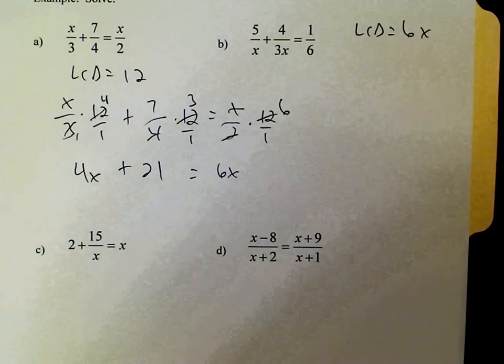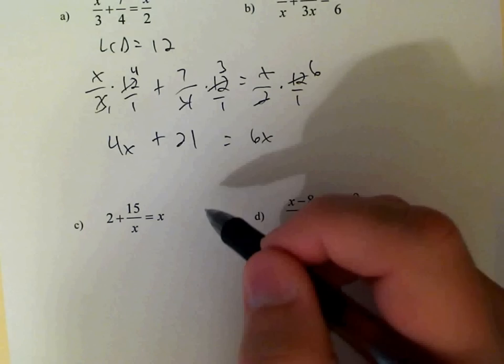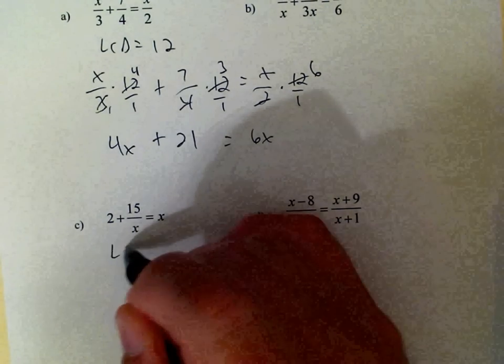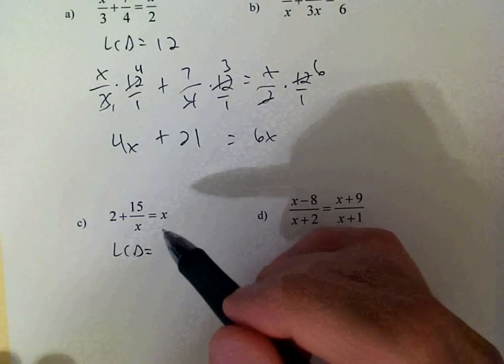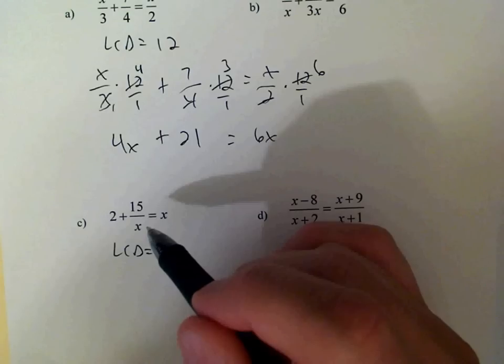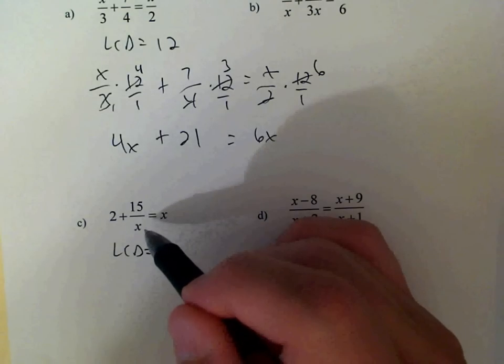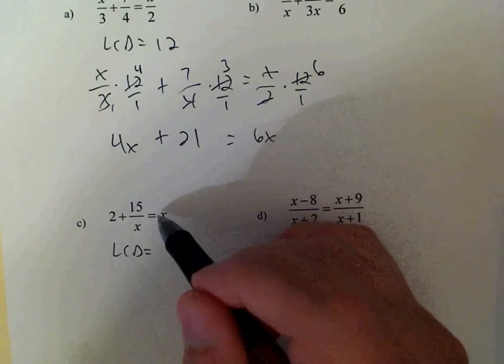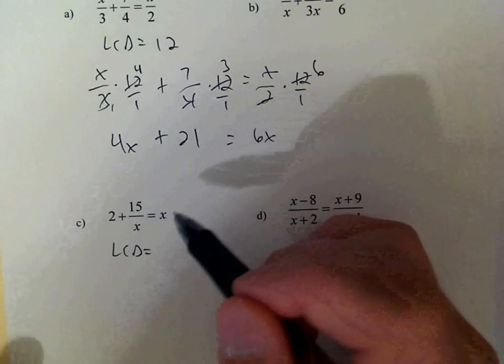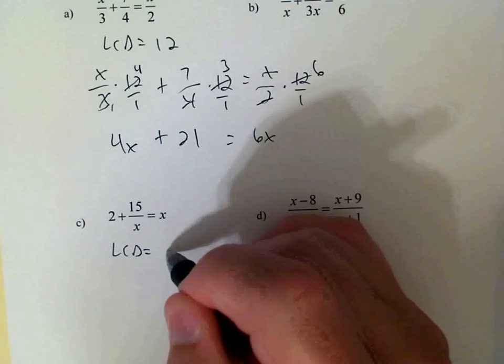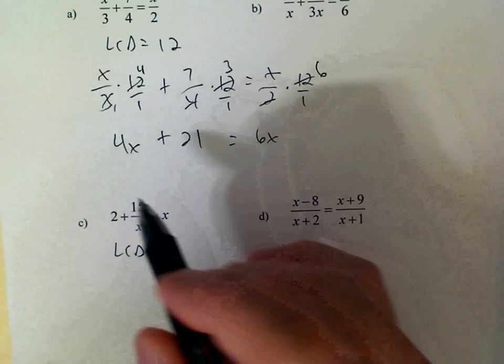I don't know. Let's start with the LCD. That's where it all begins. Now, anytime you only have one fraction, that means your LCD is always that single denominator. The reason being that the 2 is over 1, the x is over 1. 1 divides into anything, x divides into itself, so therefore the LCD is x. So I'm going to do the same process.